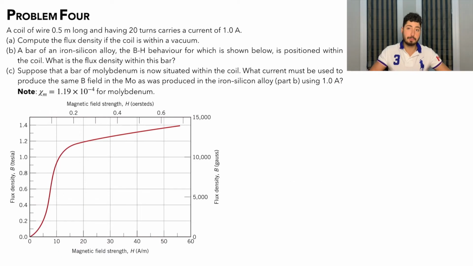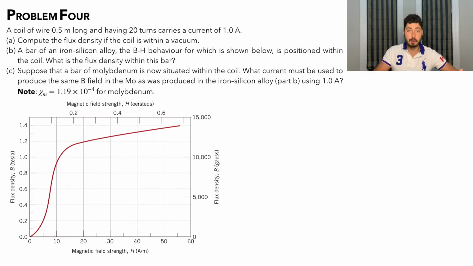Let's move on to problem number 4. Problem number 4 says a coil of wire 0.5 meters long and having 20 turns is carrying a current of 1 amp. Part A says compute the flux density if the coil is in a vacuum. B, a bar of an iron silicon alloy, the BH behavior for which is shown below, is positioned within the coil. What is the flux density within the bar? And C says, suppose that the bar of molybdenum is now situated within the coil. What current must be used to produce the same flux density in the molybdenum as was produced for the iron silicon alloy in part B using 1 amp?